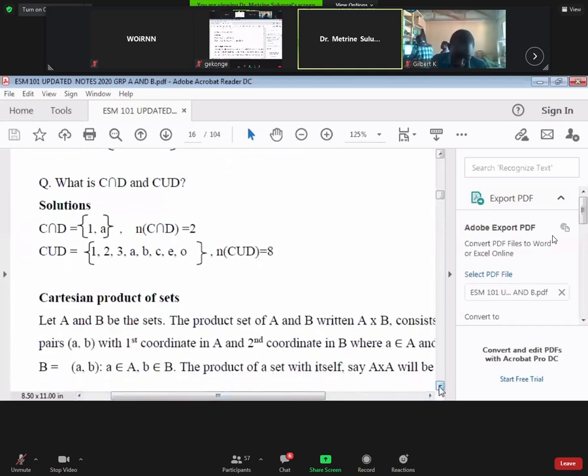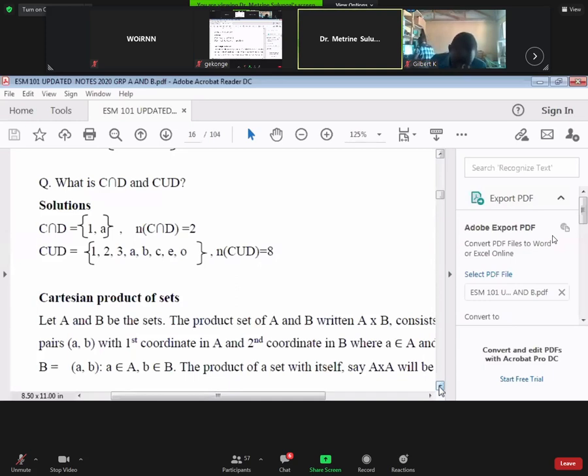Cartesian product. This is now multiplication of sets. There are situations where we are multiplying sets. We are borrowing this from the Cartesian plane. Suppose A has elements 1 and 2. Let's write that one down. Set A is equal to, open the brackets, 1, 2, close the brackets. Set B is equal to, open the brackets, A, B, close the brackets.